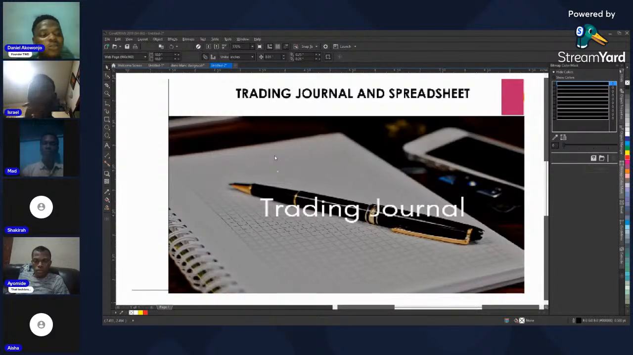So now you need a trading journal. You need a trading journal. You can use Microsoft Word. You can use any of those Microsoft products, right? You can use them for anything. You can use them for this trading journal and your spreadsheet.